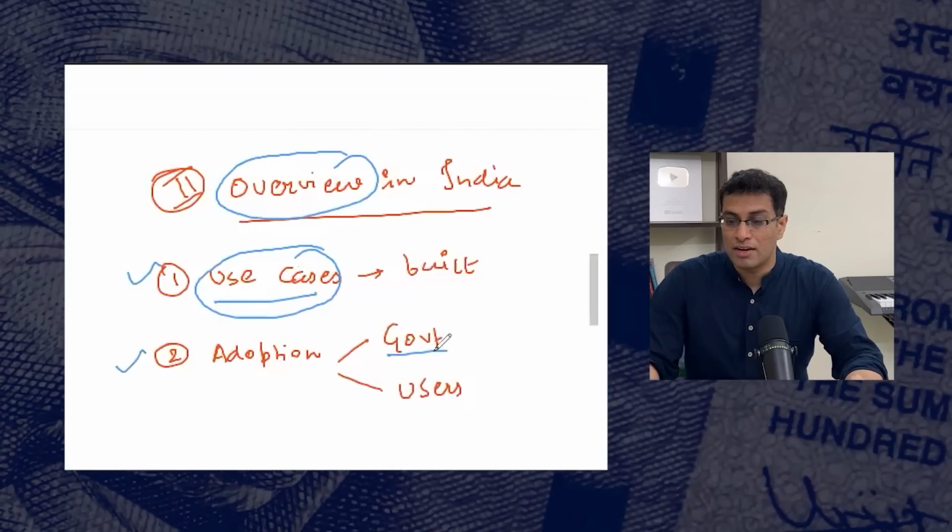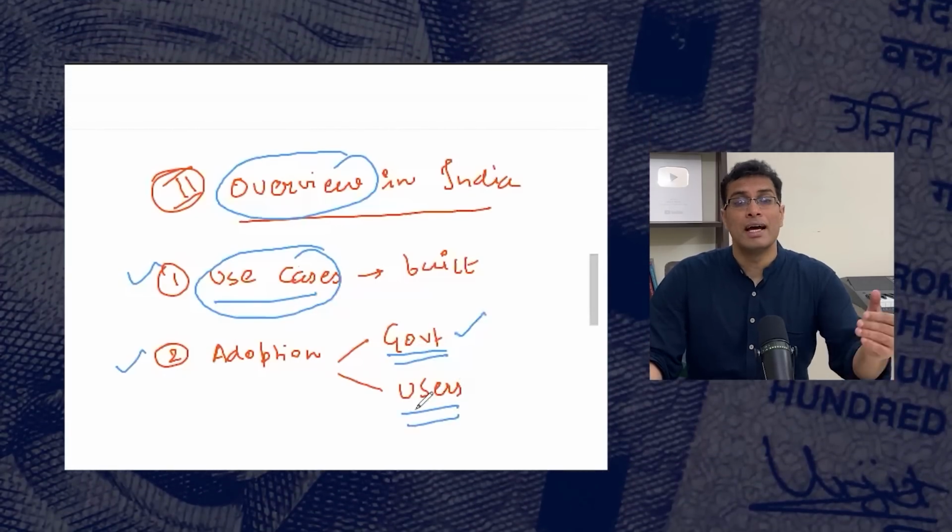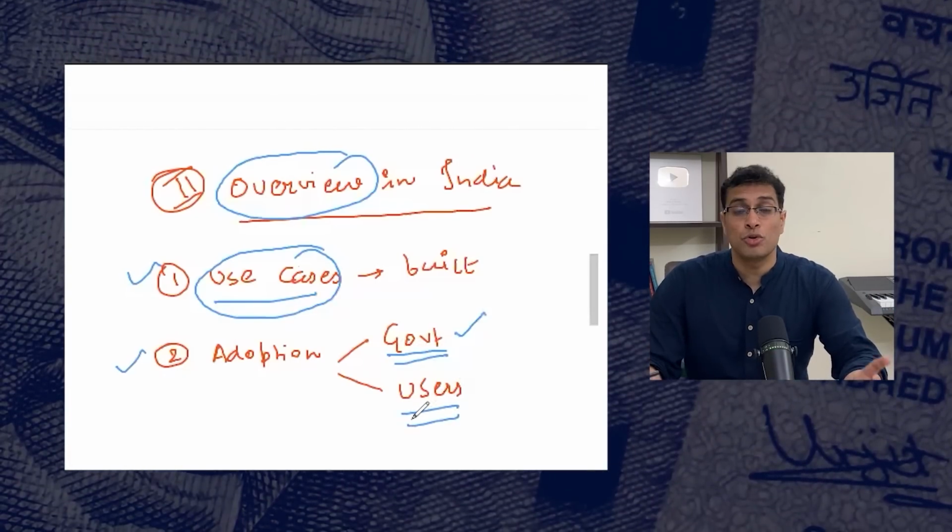And in order for these use cases to get built in India and for the drone industry to pick up in India, two things need to happen. First and foremost, government regulations need to be conducive. And the second key thing is that the users should want to buy drones.